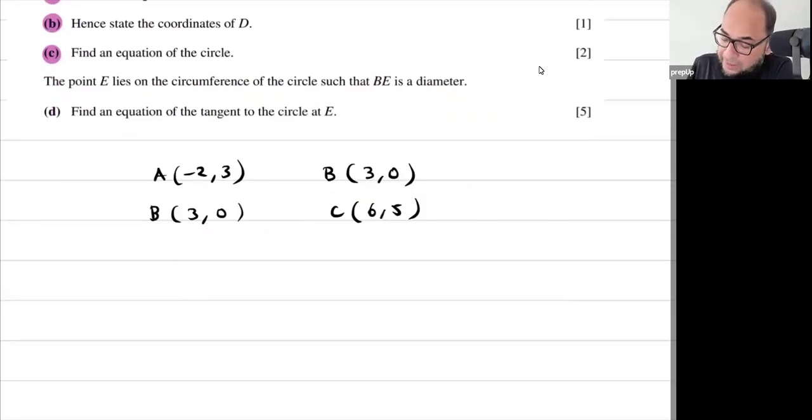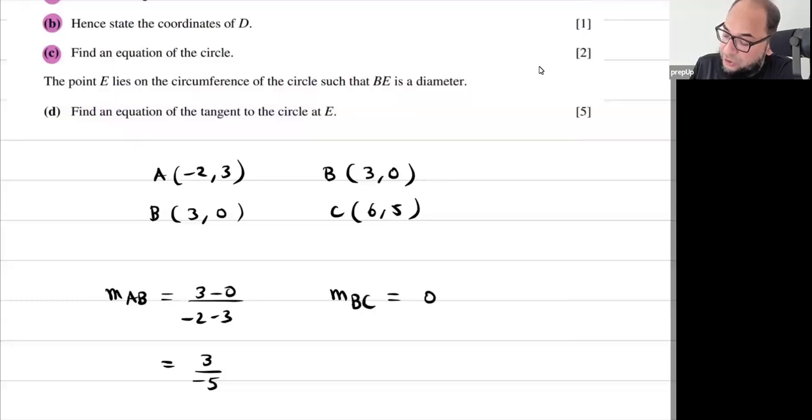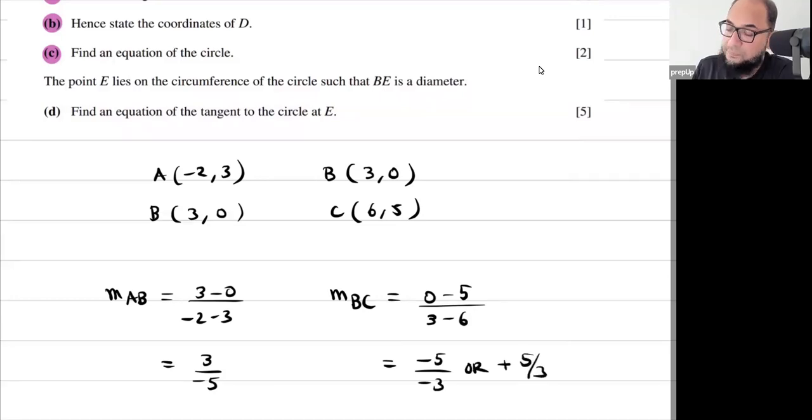Let me calculate the gradient of AB, which is 3 minus 0 over negative 2 minus 3. I'll just explain to you in a while why I am calculating this particular gradient. So this is 3 over negative 5. Let me calculate the gradient of BC, which is 0 minus 5 over 3 minus 6, which comes out to be negative 5 over negative 3, which is positive 5 over 3.